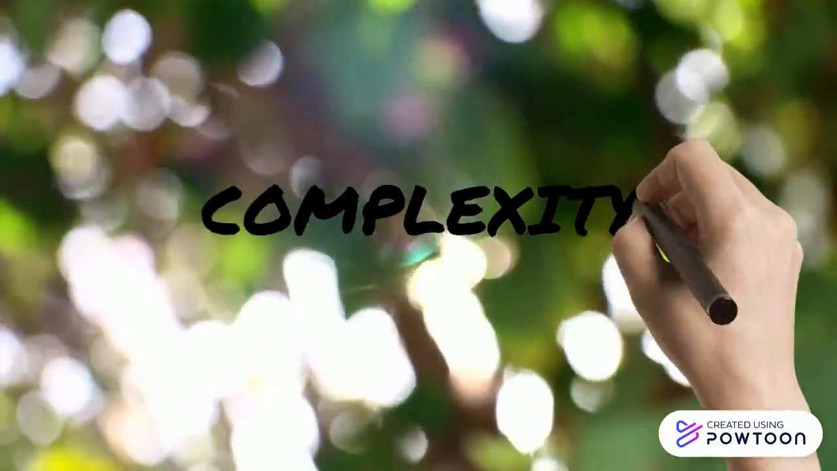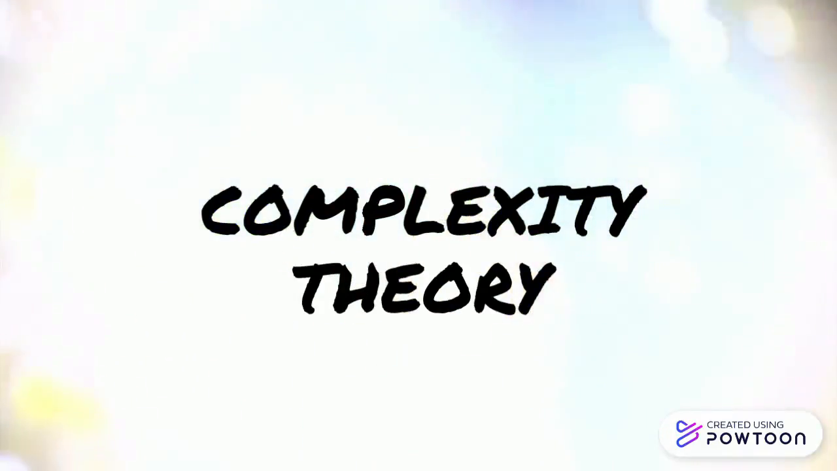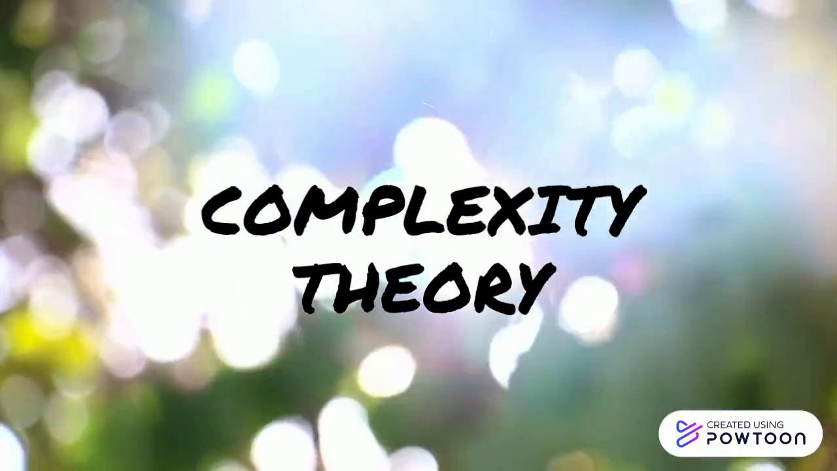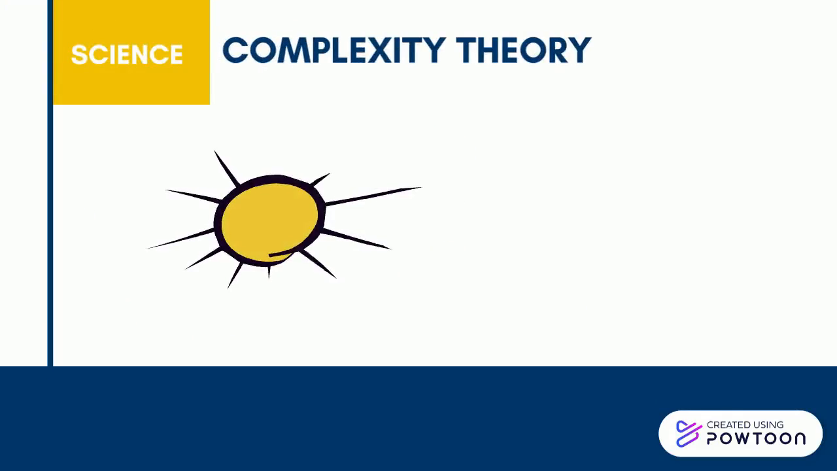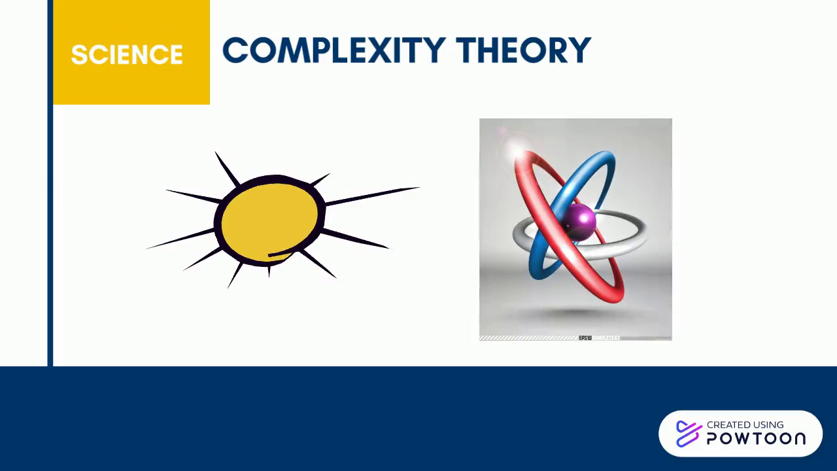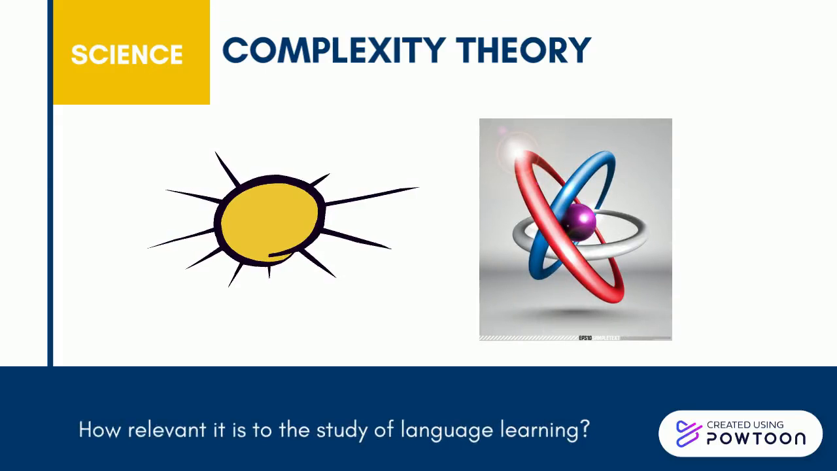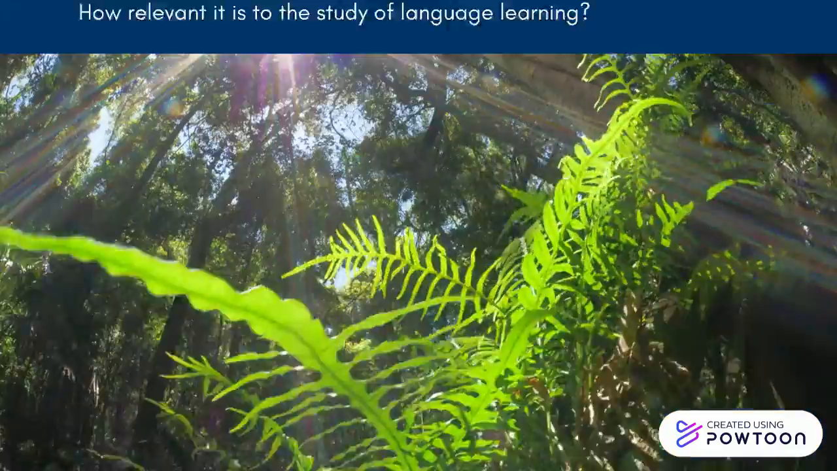It seems like the more depth we get into a phenomenon, the more unpredictable we find it to be. That's what complexity theory tries to capture. We have seen the explanatory power of complexity theory when it's applied to the study of sciences like meteorology and quantum physics. But how relevant is it to the study of language learning?